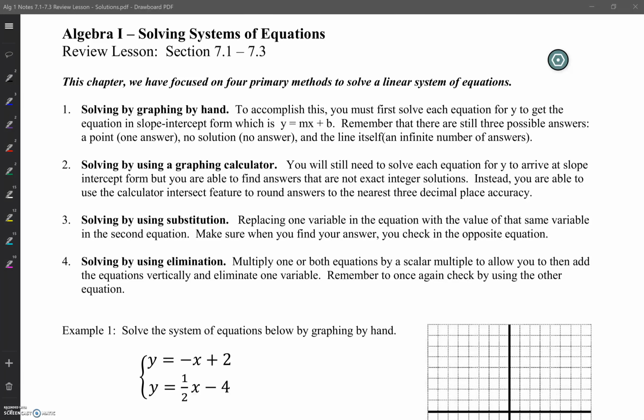This is going to be in Algebra 1. We're going to be reviewing today sections 7.1 through 7.3.